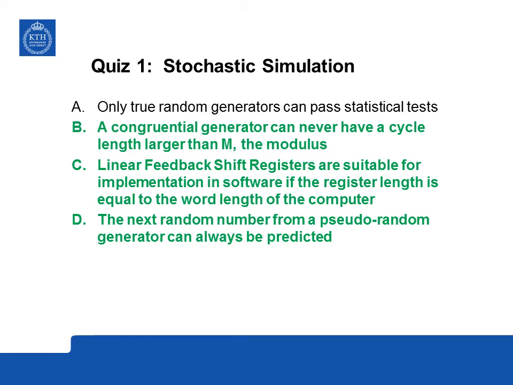And that brings us to the answers. Correct answers are B. A congruential generator can never have a cycle length larger than m, the modulus. The linear feedback shift registers are suitable for implementation in software if the register length is equal to the word length of the computer. Yes, otherwise these operations become very tedious to do. The next random number from a pseudorandom generator can always be predicted. Yes, that is the property, and we saw this typically in the linear feedback shift register and the congruential generators.